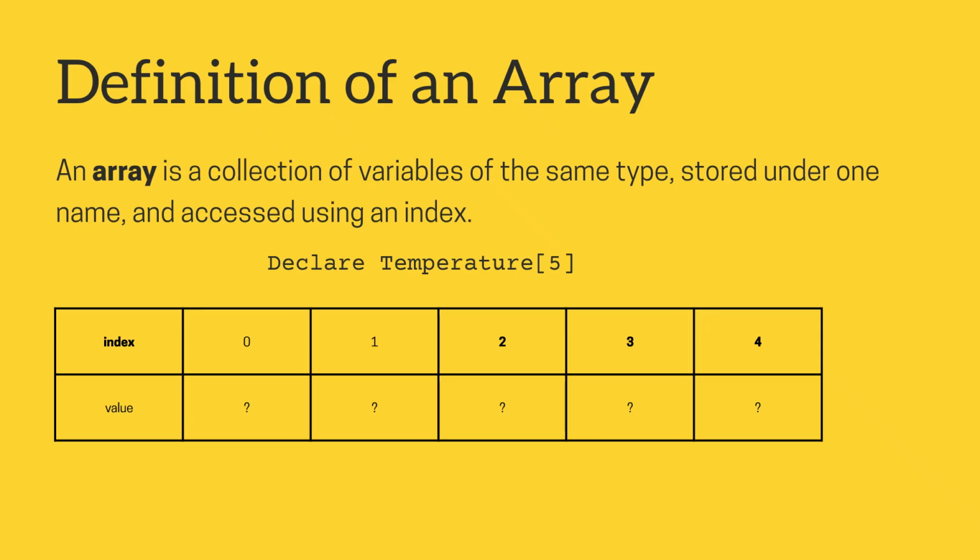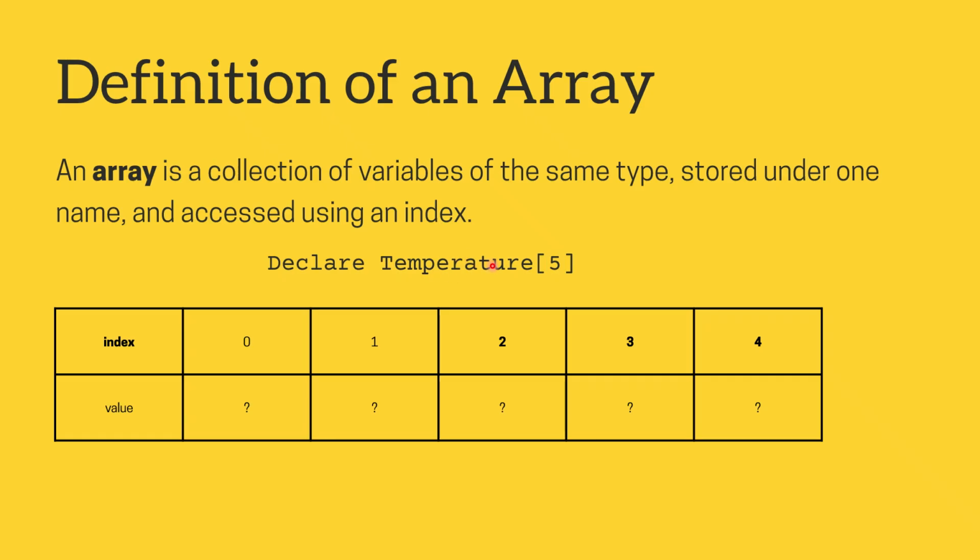So let's define it clearly. An array is a collection of variables of the same type stored under one name and accessed, like I said, using an index. So think of an array as a row of boxes, each holding a value. Let's say you want to store 5 temperature values. You could declare it like this in pseudocode.